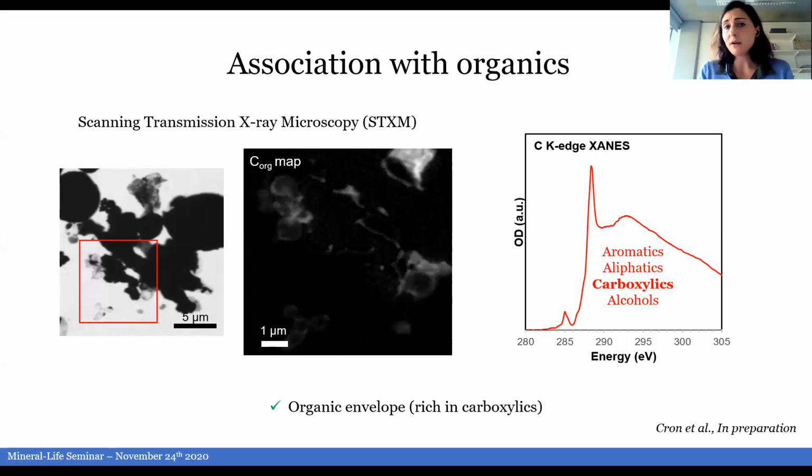We can look at the association of this sulfur with organics using, again, STXM. And so on the left, you have a STXM image where the sulfur is dark. And you can see in some places where the sulfur has vaporized in the STXM, you see a more transparent sphere that was the envelope of the sulfur. And we can use XANES, so the X-ray spectroscopy, to determine that this is a carbon-rich envelope dominated by carboxylic groups. So here we're ticking a second box, which is an organic envelope rich in carboxylics.